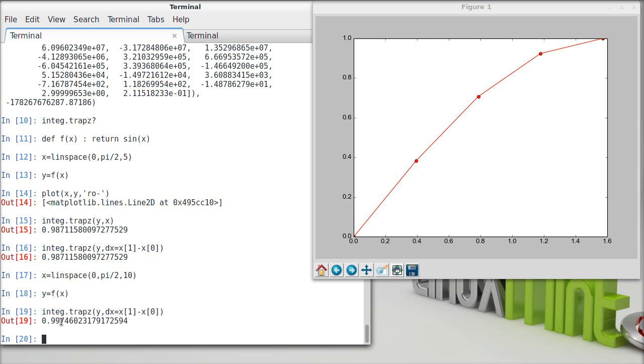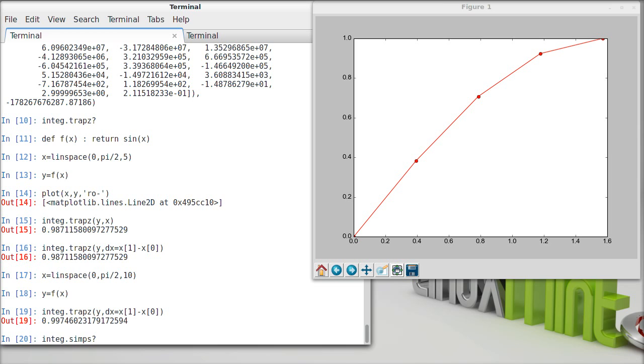Okay. We do see, again, knowing the correct answer is supposed to be 1, that it is getting closer to the correct answer. And so we could continue adding points until we were confident or comfortable that this is converging on a good answer, at least to how many ever digits of accuracy we decide we need. Okay. So that's the trapezoidal rule.